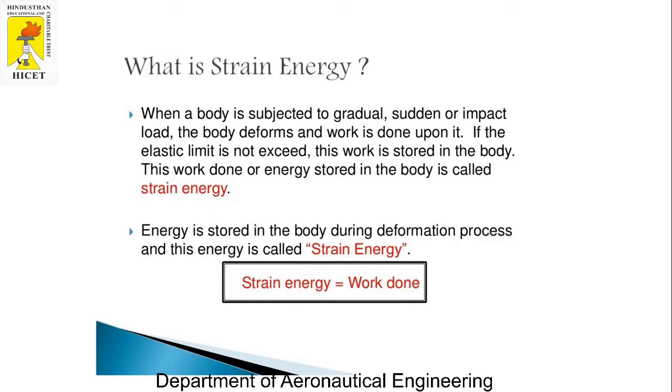When your body is subjected to gradual, sudden, or impact load, the body deforms and work is done upon it. If the elastic limit is not exceeded, this work is stored in the body. This work done or energy stored in the body is called strain energy. Energy is stored in the body during the deformation process, and this energy is called strain energy, where strain energy is equal to work done on a structure.